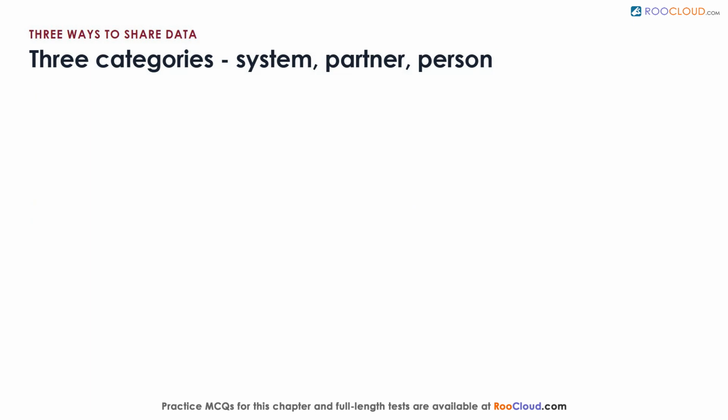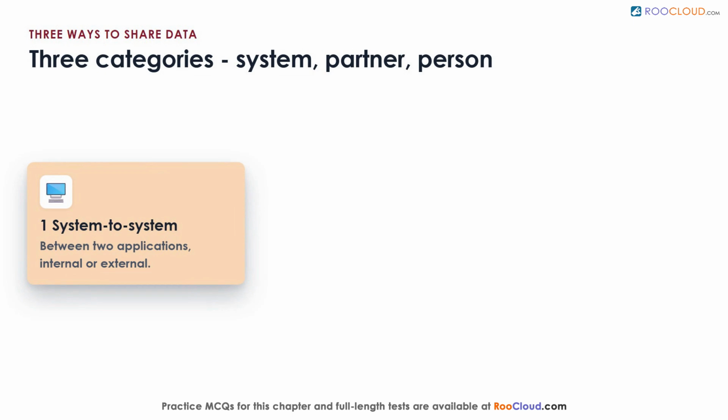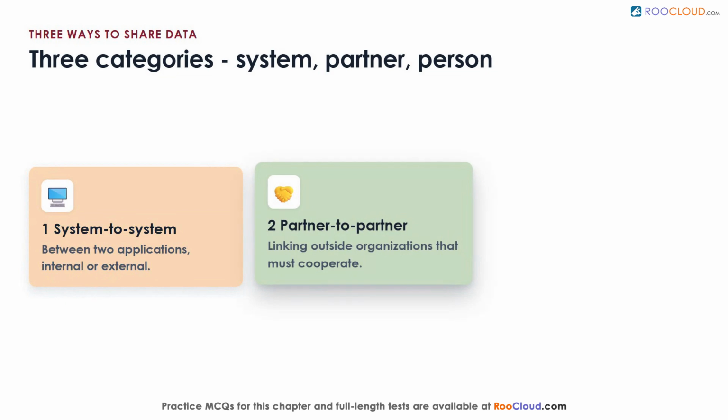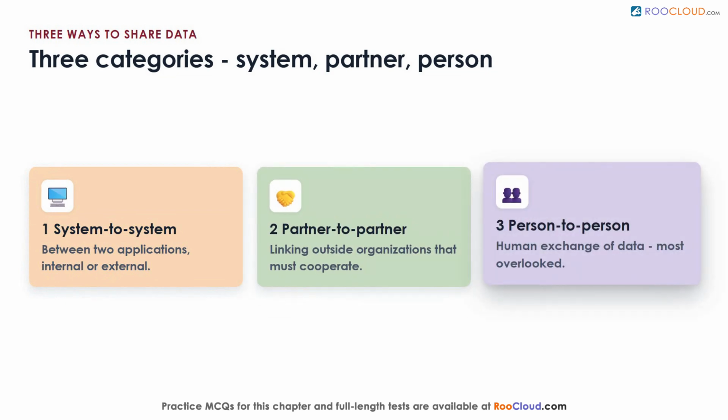So what are the three ways data gets shared? They sort into three categories. First, system to system. Second, partner to partner. Third, person to person. Let's take each one in turn.